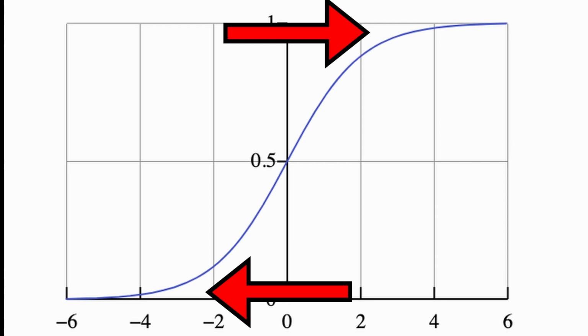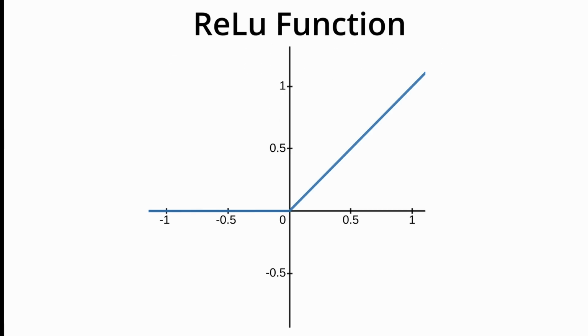Now let's talk about one of the most popular activation functions in modern neural networks, the ReLu, or Rectified Linear Unit. While sigmoid squashes values between 0 and 1, ReLu takes a different approach. It simply says, if the input is positive, let it pass through. If it's negative, shut it off. Mathematically, that's the simplest rule possible. To make this easier to picture, let's walk through an example.